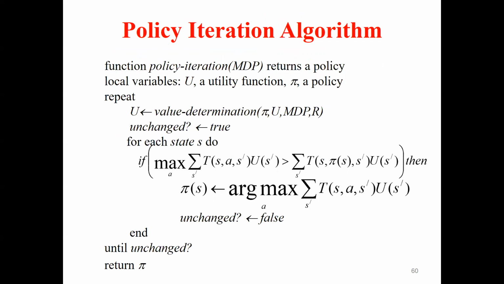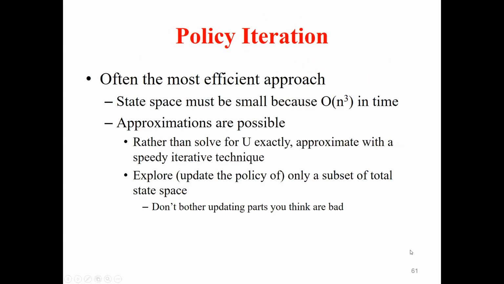If there's a change in the policy required, I'll look for the other actions which were unexplored, and if they're performing better, we'll update the policy. So we found out that it is an efficient approach compared to the value iteration method. So it is working in order of n cubed time.